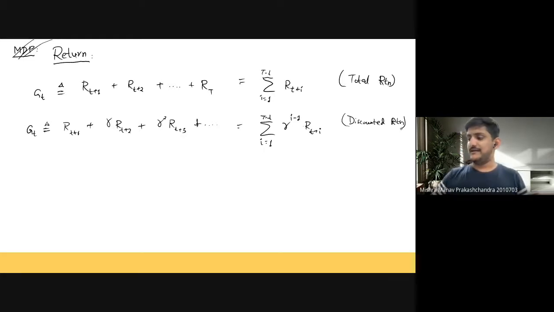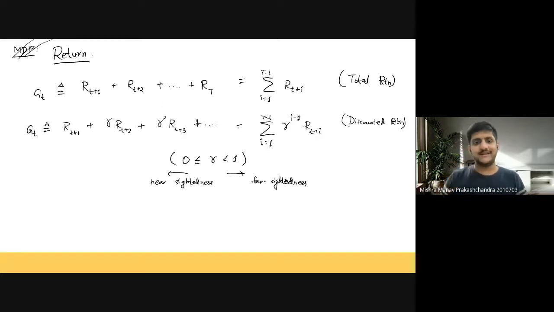This discount factor is between 0 and 1. Here 0 indicates nearsightedness, and this is the farsightedness. In class, the professor had given the example of earth, heaven, and hell. You can probably go back and have a look at it if you're still not clear on the discounted return part.